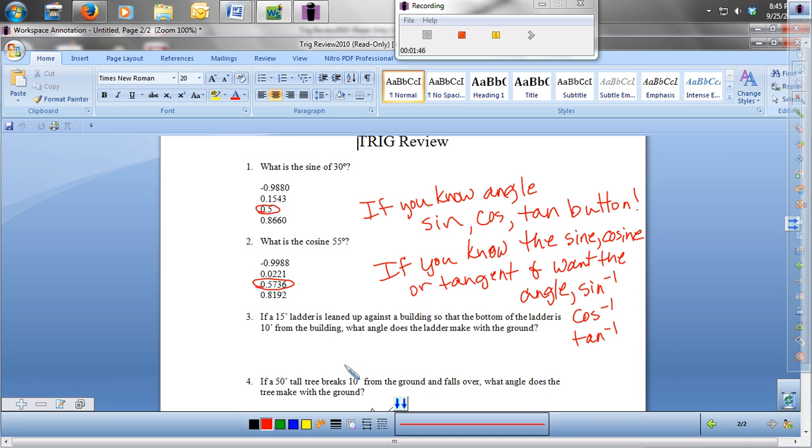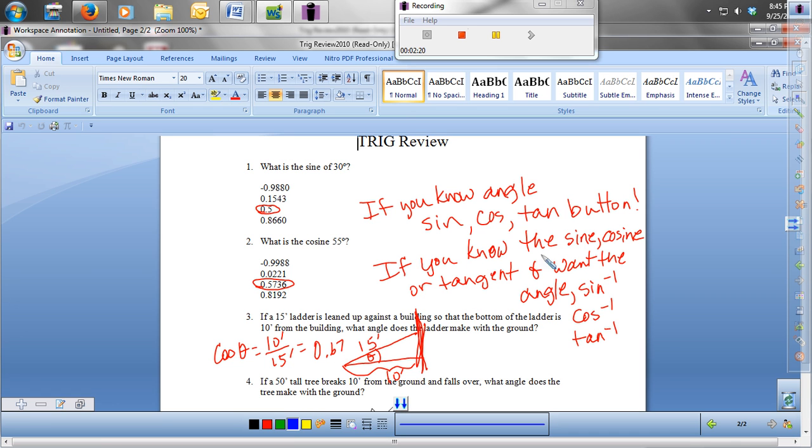Okay, so if a 15-foot ladder, so the ladder is 15 feet long, is leaned up against a building, so there's my building, not a very good looking building, but there's my building, and from the edge of the ladder over to the building is 10 feet, they want to know what is that angle with the ground. So that looks like a cosine to me because I know the adjacent and the hypotenuse, so I'm going to say the cosine of theta is equal to the adjacent 10 feet over 15 feet. So when I divide that, I get 0.67.